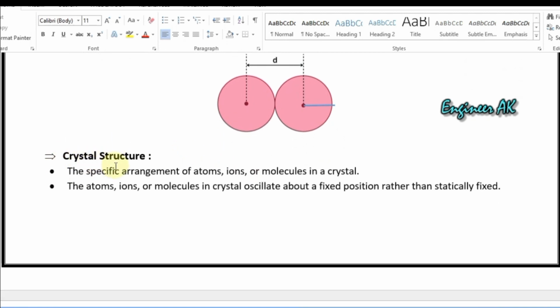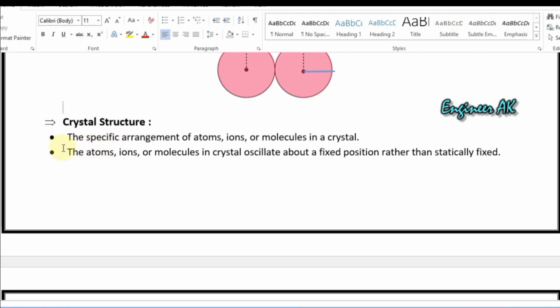And now the second topic is crystal structure. What is crystal structure? The specific arrangement of atoms, ions, or molecules in a crystal, right? That is how you arrange atoms, ions, or molecules in a crystal. And the atoms, ions, or molecules in a crystal oscillate about a fixed position rather than being statically fixed. They are not static, but they vibrate about their fixed position. If they are fixed, they oscillate about that point. They are not totally fixed.